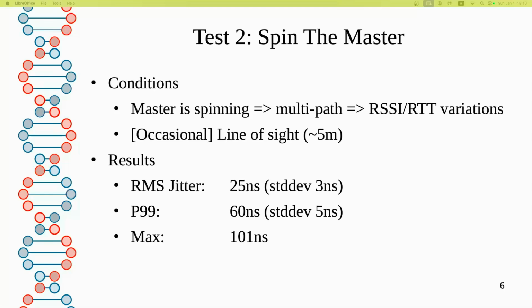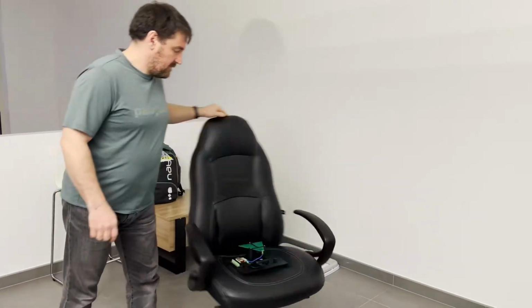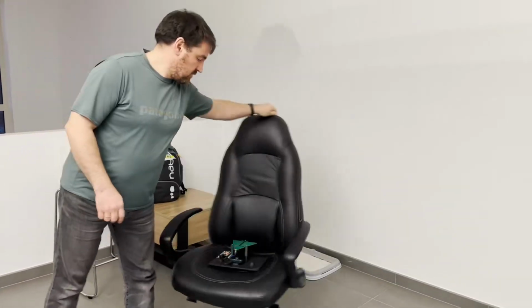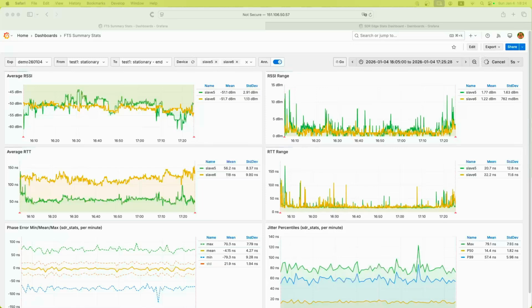In the second test, I will spin the master. It has a directional antenna, so spinning will create reflections, lead to multipath and variations in signal strength and time of flight. The devices are still in the same room, so it's still kind of line of sight, 5 meters or so. Let's look at the telemetry for the second test. Jitter 22 nanoseconds, P99 57 nanoseconds, and maximum was 80.